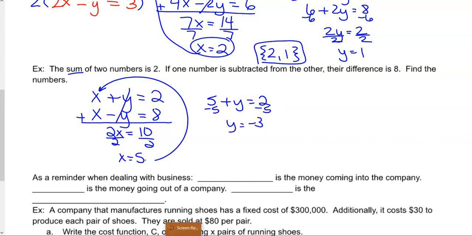So it just says, what are the two numbers? The two numbers have to be 5 and negative 3. And that would be my final answer for those. Okay? All right, very good.